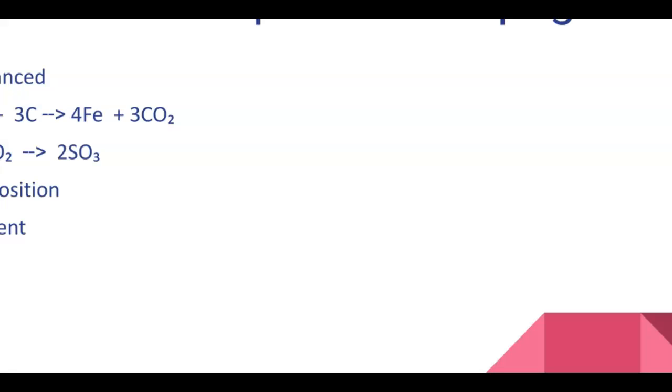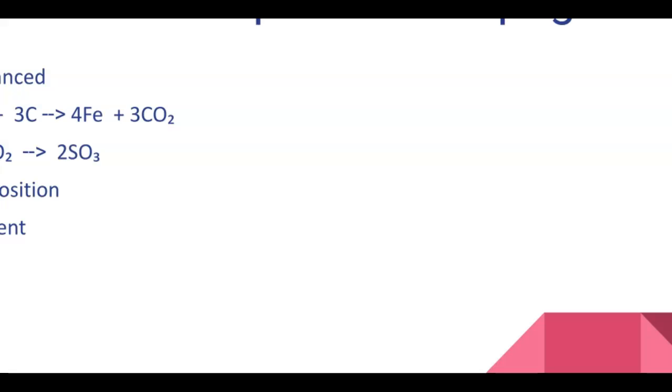Question 4 wanted to know how you would balance each of those equations. And the first one was already balanced, which really threw some people off. Question 2 there, that B, you needed to put a 2 in front of the iron oxide, a 3 in front of the carbon, 4 in front of the iron, and then a 3 in front of the carbon dioxide.